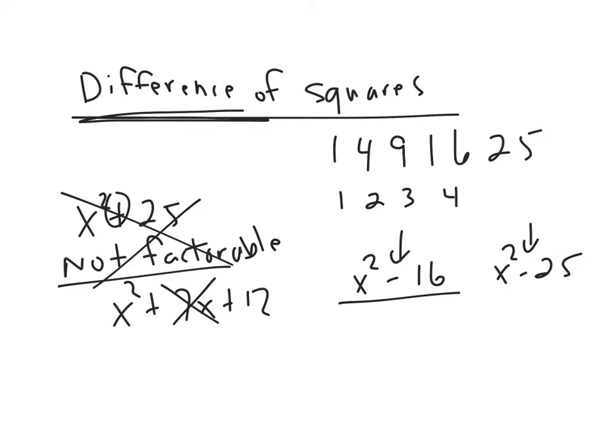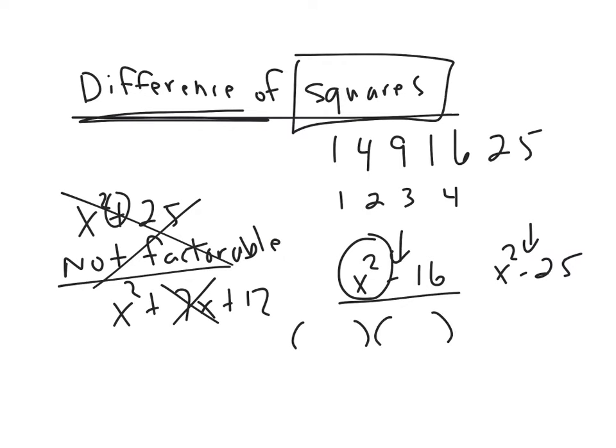Now, why do we call it a difference of squares? Because they're both perfect squares. This is a perfect square, x squared. The square root of x squared is x, right? Okay, the square root of 16 is 4. And so how they factor these, you just make two parentheses, and then you take the square root of the first term and the square root of the last term, and you have a plus and a minus.